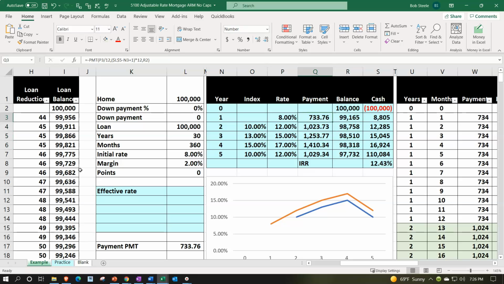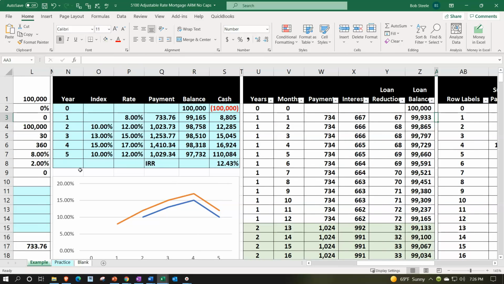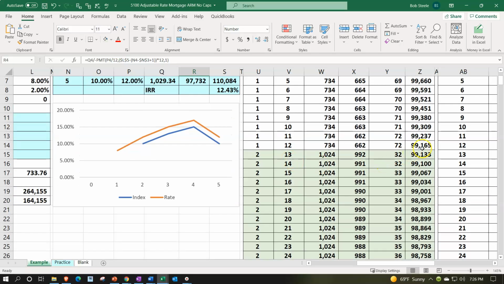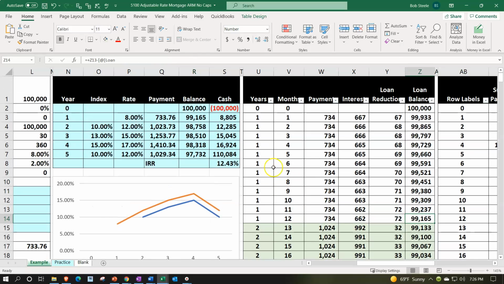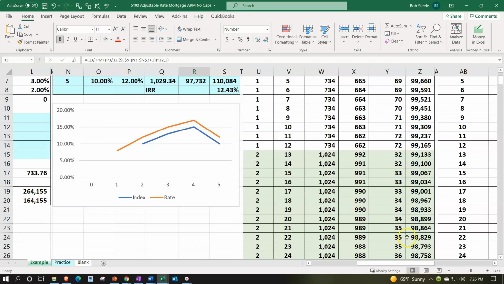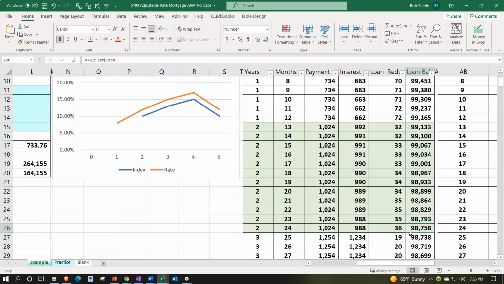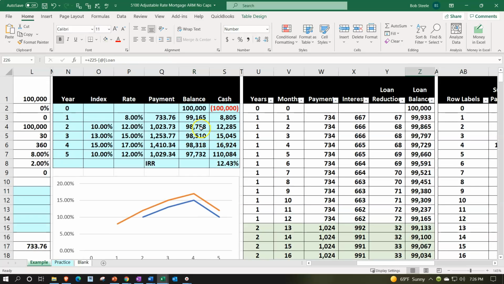Then we calculated the payments, and then we looked at the ending balance, which we can construct two ways. We did so first by actually constructing the amortization table as we go, as the rates change, and then picking up the ending balances from the amortization table, the 99,165 being the year 2 balance, and 98,758 being the next. Now we'll do that a separate way.